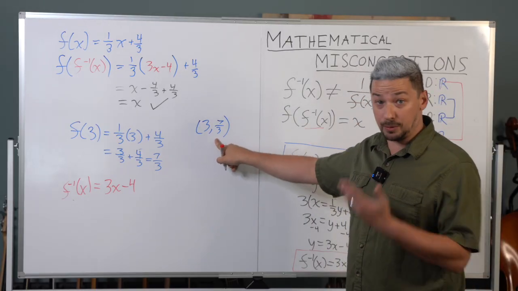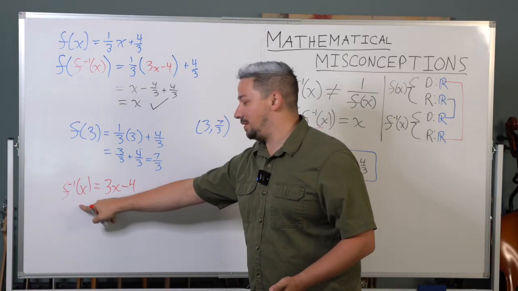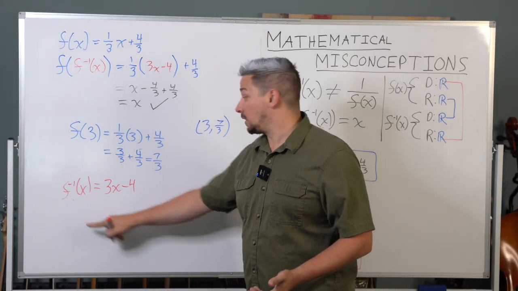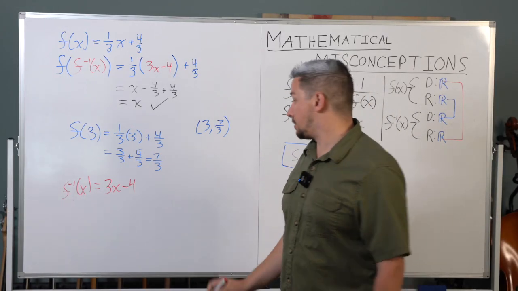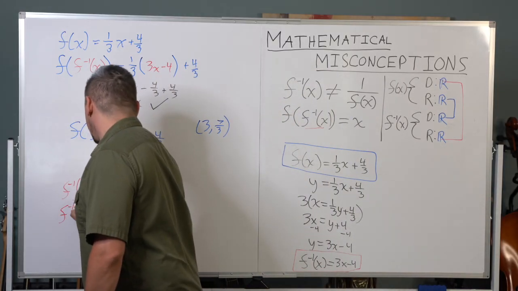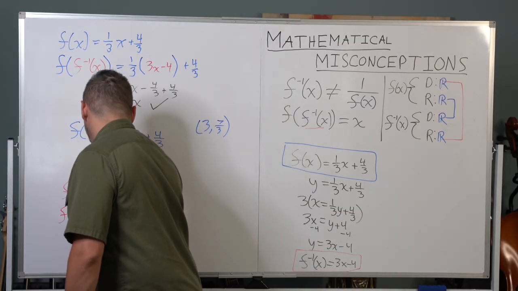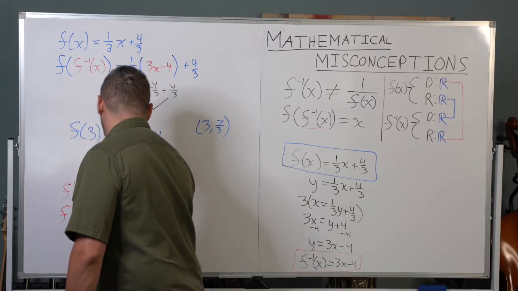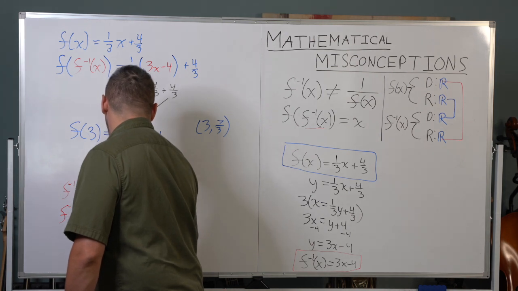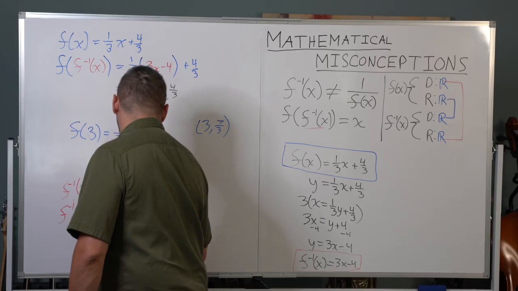Now, name of the game, once again, is go to the blue ordered pair, 3 comma 7 over 3. 7 over 3 is our output, and we are going to put our output as the input of the inverse. And what should happen? We should get 3. Let's see if it works. So the inverse function of 7 over 3 is equal to 3 times 7 over 3 minus 4.